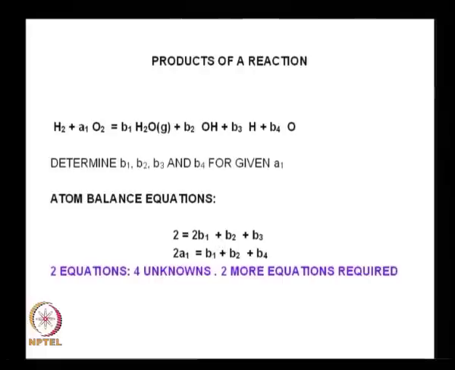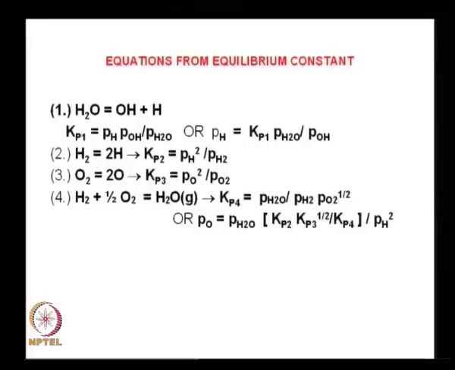Therefore, what are the equations I rely on? I say that the products are in equilibrium, that means the net thing is in equilibrium. Therefore, I do a chemical equilibrium analysis, and from chemical equilibrium I can think in terms of water dissociating to OH and H, or hydrogen dissociating into 2H, or oxygen dissociating into 2O, or I can get H2 plus half O2 to give me water again.